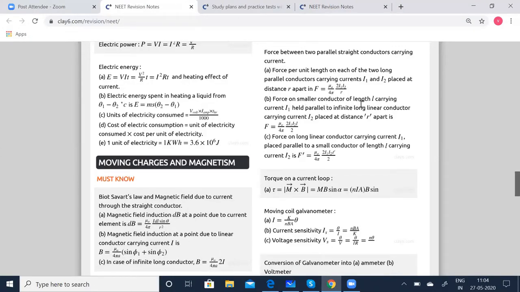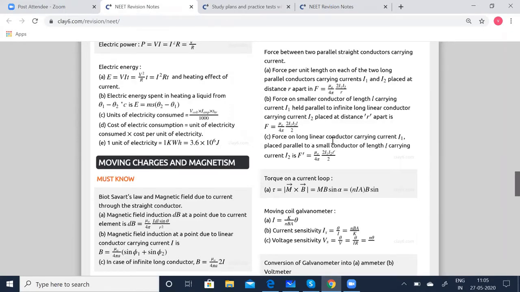Force on a smaller conductor of length L carrying current I1, held parallel to an infinitely long linear conductor carrying current I2 placed at a distance r apart, is given by, remember, look into this carefully. You can see that we are taking the length into consideration. When it is a small conductor, we are taking the length into consideration. So that gives you mu 0 by 4 pi into 2 I1 I2 L by r. Remember this. Children, mu 0 by 4 pi 2 I1 I2 L by r.